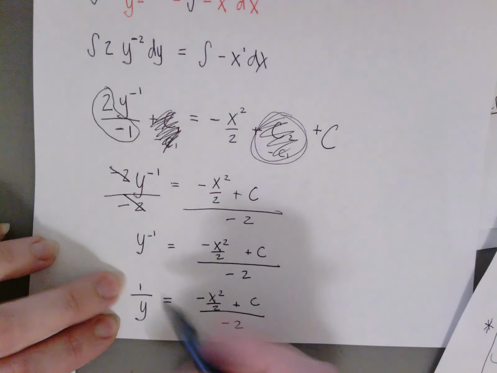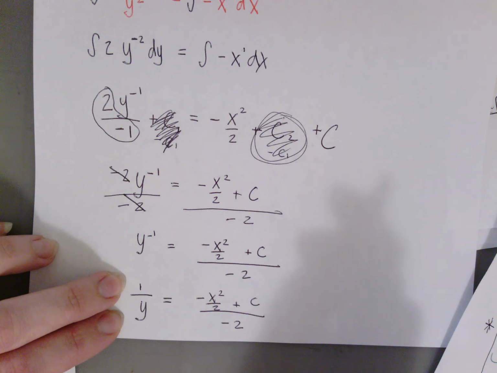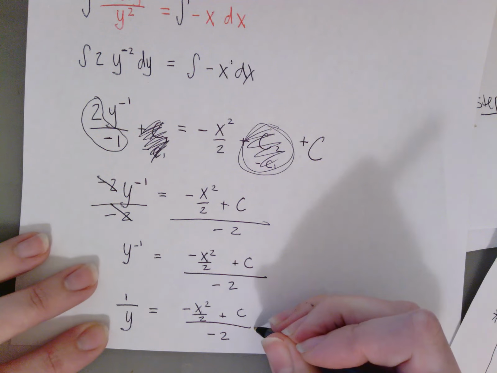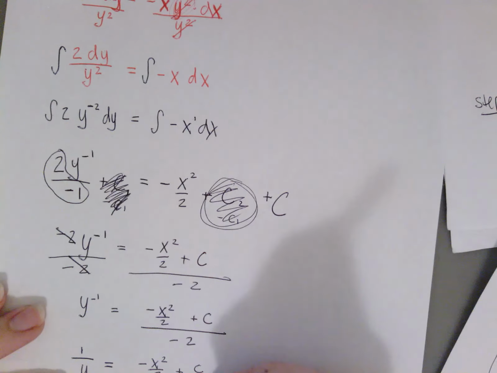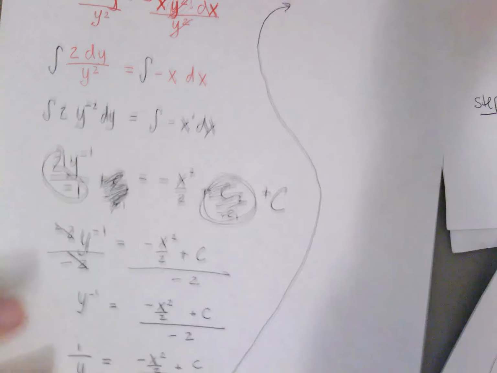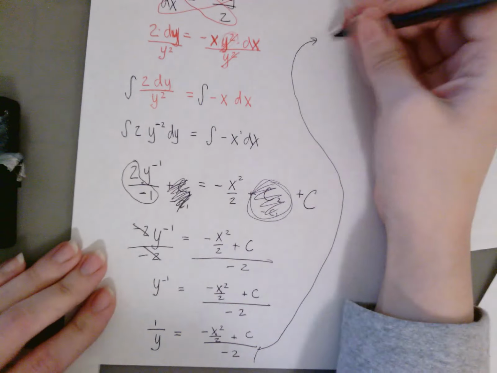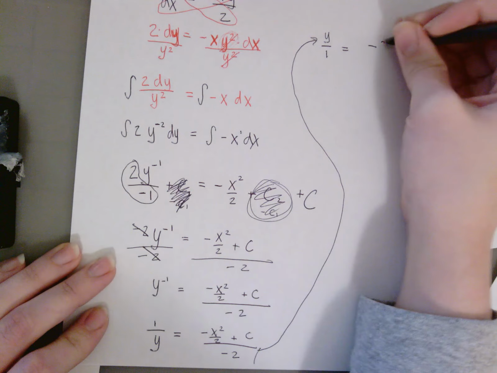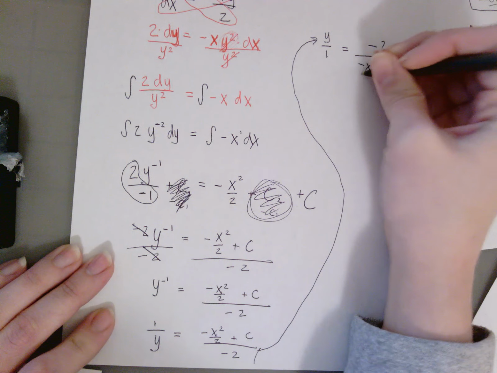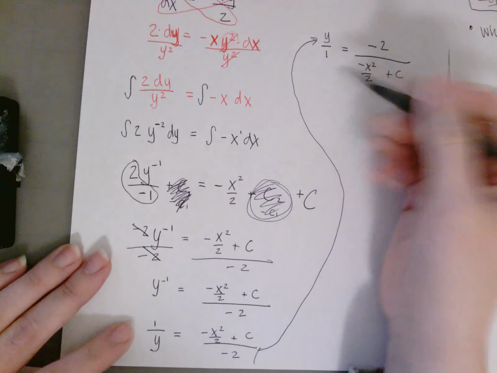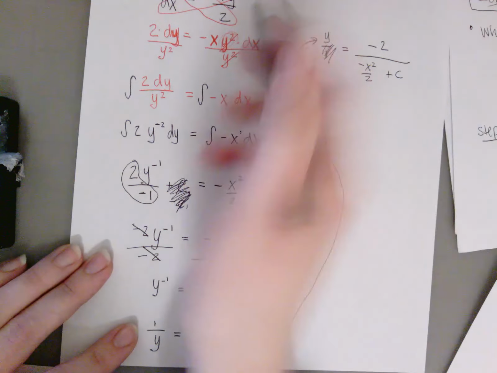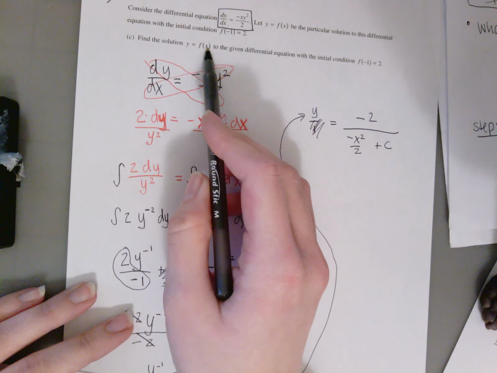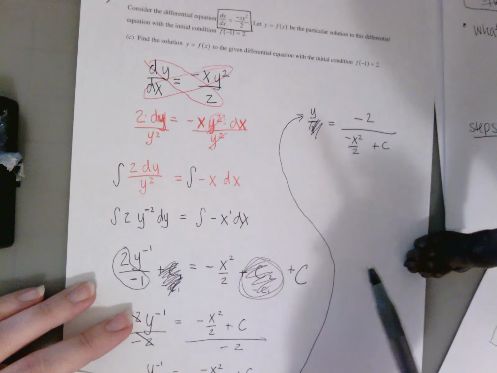Now, since y is in the denominator here, I want y equals, not 1 over y equals. I could just take the reciprocal of both sides of this equation. 1 over y becomes y over 1, equals, whatever I do to one side, I do to the other, negative 2 over negative x squared over 2 plus c. And this is y over 1, so I can just call that y equals. Well, great, I've got y equals. That was the goal of the question. But it has to be y as a function of x. The problem is there's an x and there's a c.